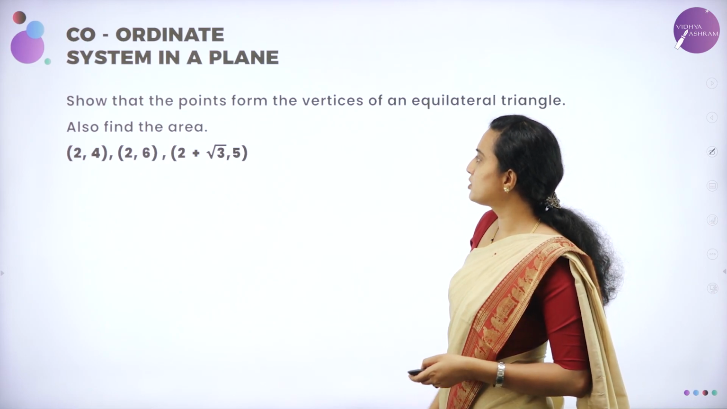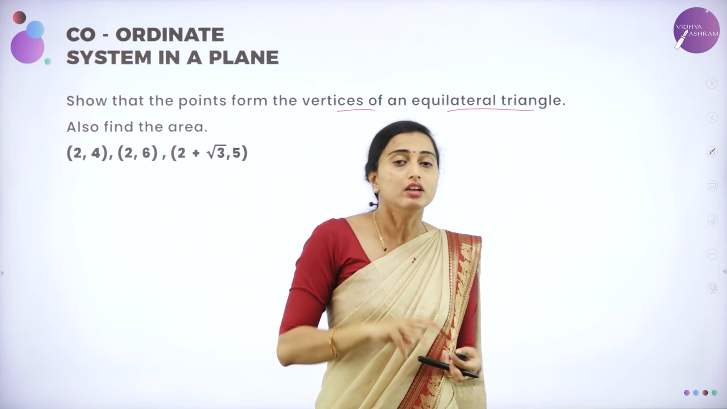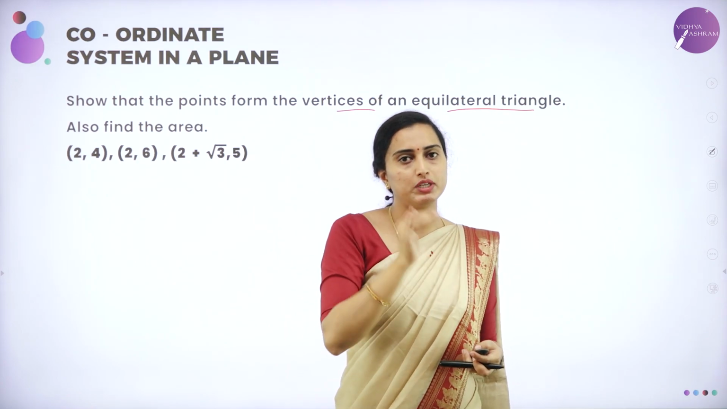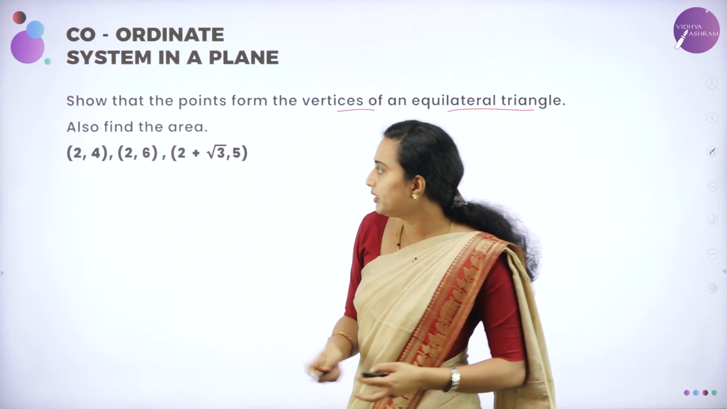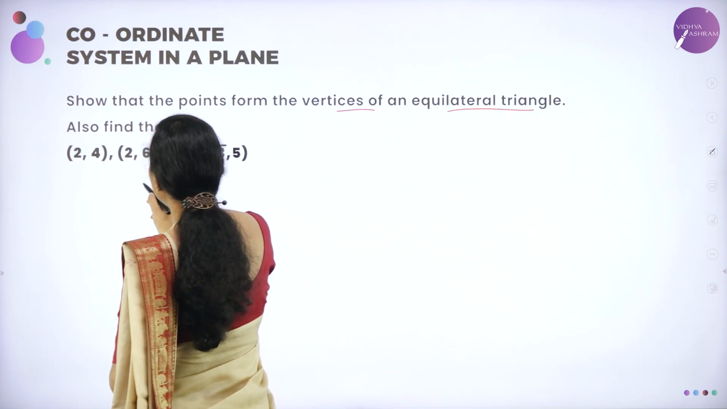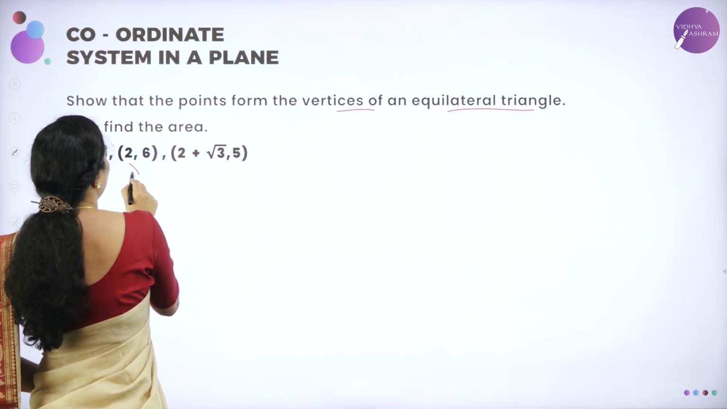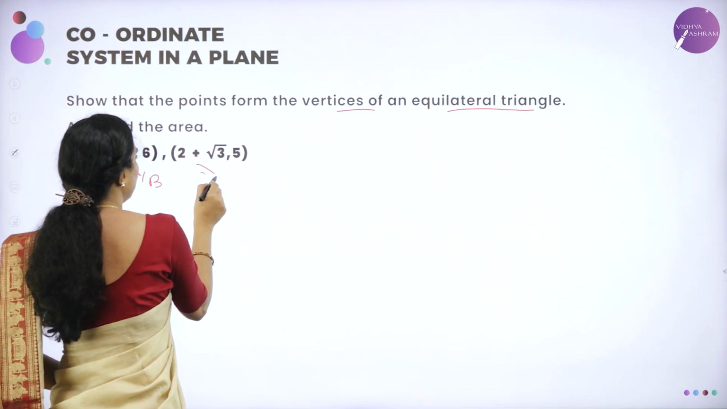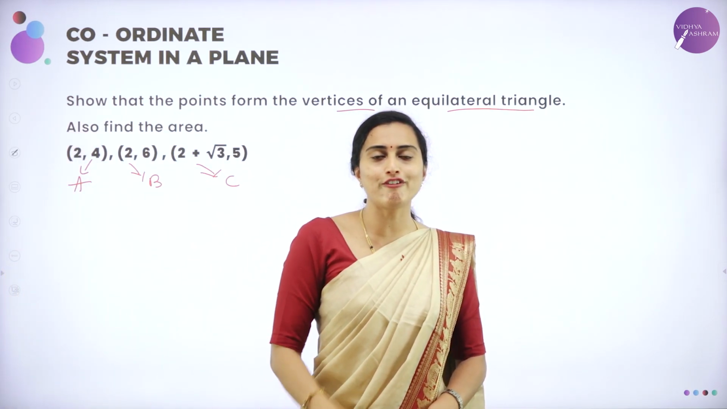Show that the points form the vertices of an equilateral triangle. What is an equilateral triangle? Three points are given, and all the sides must be equal in length. So let A be this point, I am writing here itself, and B be this point and C be this point. Let us find the distance of AB.